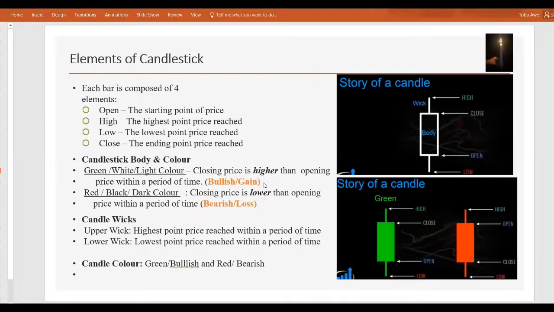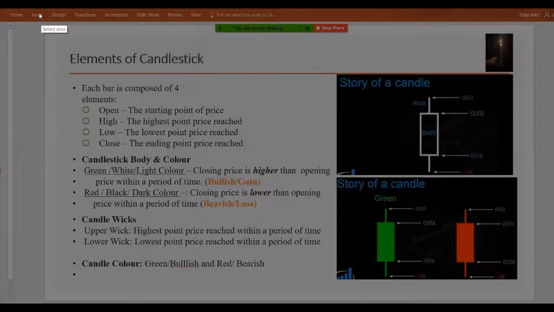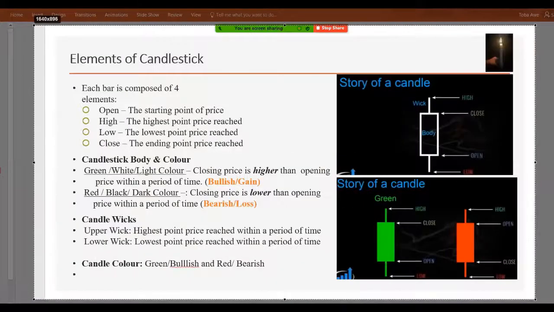Okay, so elements of candlestick. Each candlestick is composed of 4 elements. The open, which is the starting point of price. The high, which is the highest point the price has reached. The low, which is the lowest point the price has reached. And the close, which is the end point the price has reached. So for demonstration, let me grab my screen with screenshots, then show us.